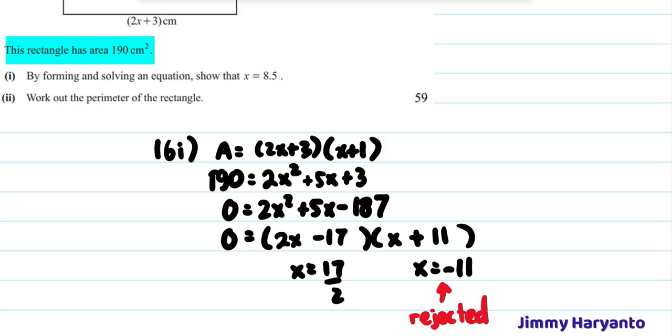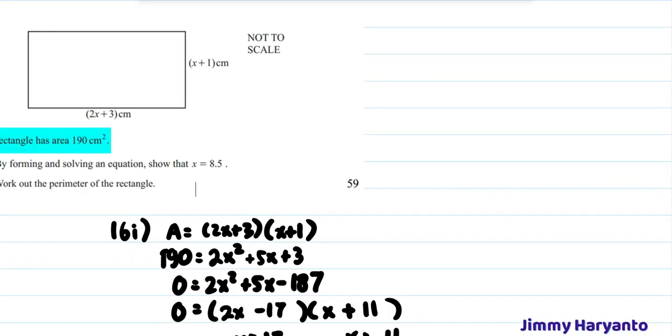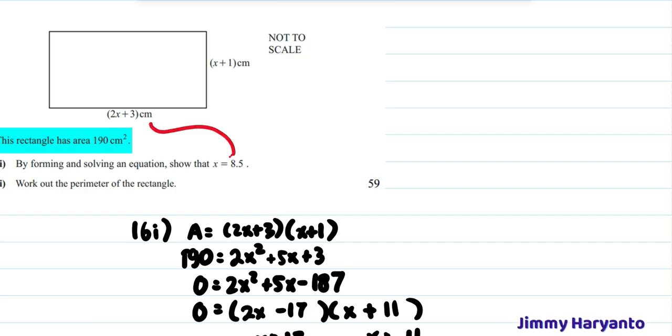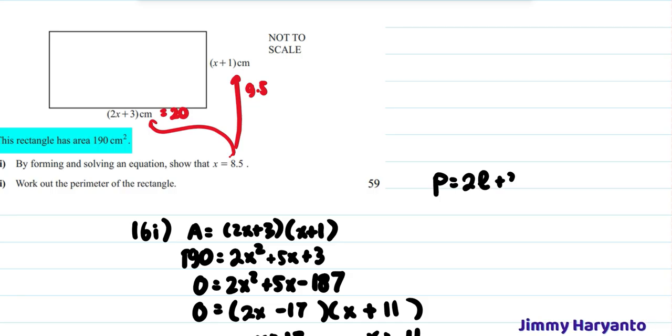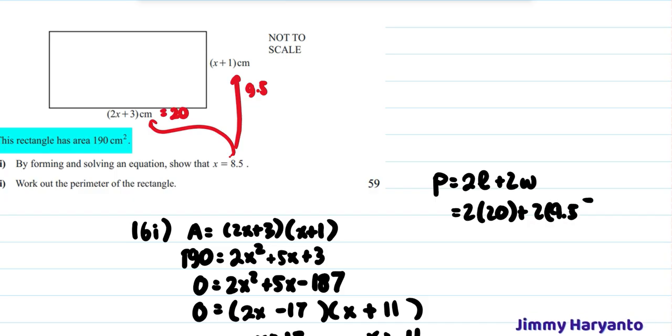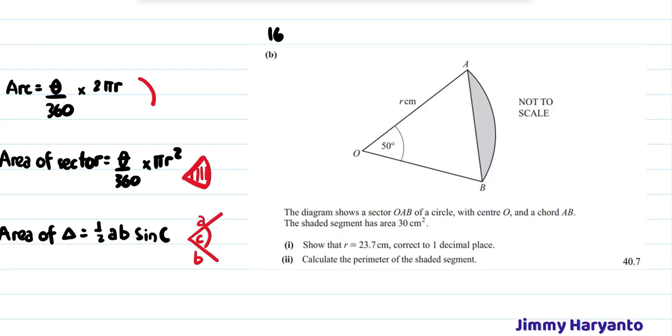Already shown. Okay, we already have the x, 8.5. That means if we input it right there, you'll have 17 plus 3 equals 20, and right there 9.5. And then the question wants you to find the perimeter. Perimeter is 2 times length plus 2 times width. So 2 times 20 plus 2 times 9.5. 40 plus 19. 59. That's it.